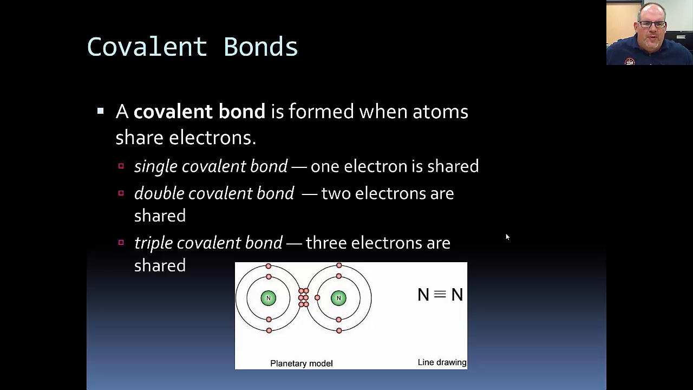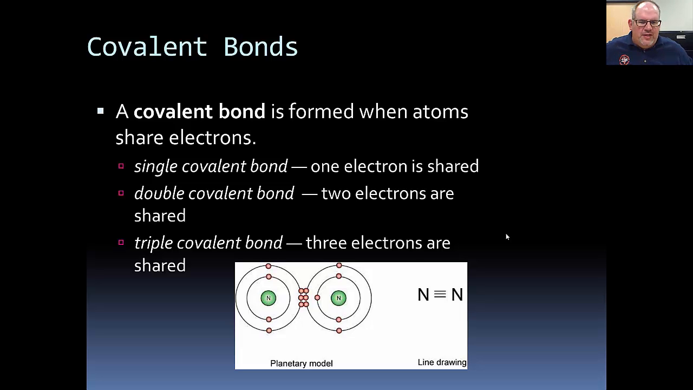A double covalent bond, there's 2 electrons being shared. A triple covalent bond, there's 3 electrons being shared. You'll find a lot of things like an atom of oxygen actually has a double bond where it's sharing 2 electrons between 2 atoms of oxygen, and that makes up a molecule of oxygen, which is why we call it O2. Nitrogen is called N2 in its stable form, and it's because it's got a triple covalent bond. It shares 3 electrons between 2 atoms of nitrogen, and that makes it stable.